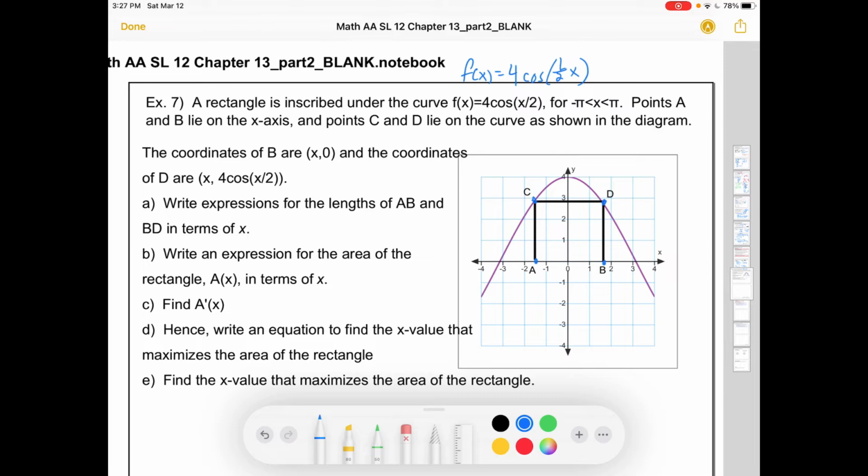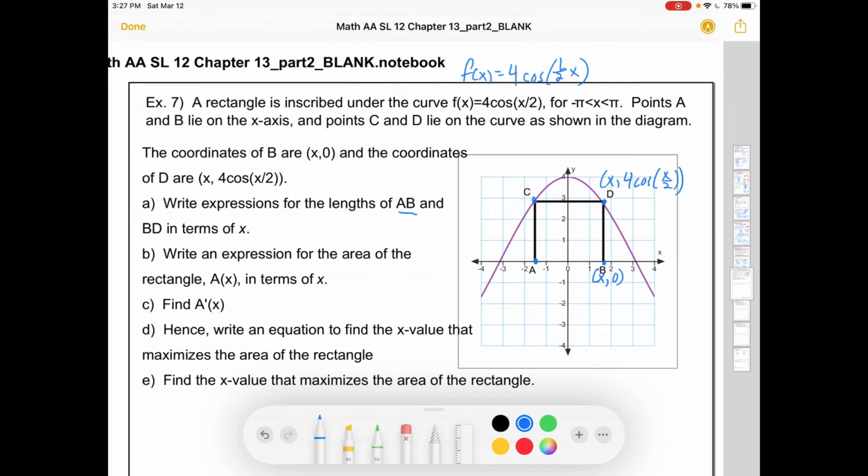And they make a rectangle. The coordinates of B, so that's right here, are x, 0. And the coordinates of D are x and f of x, essentially, or 4 cos of x over 2. So it's asking us to do a few things. I think in the end we'll probably end up optimizing or finding the maximum area for this rectangle. But first off, we're supposed to write expressions for the lengths of A, B.